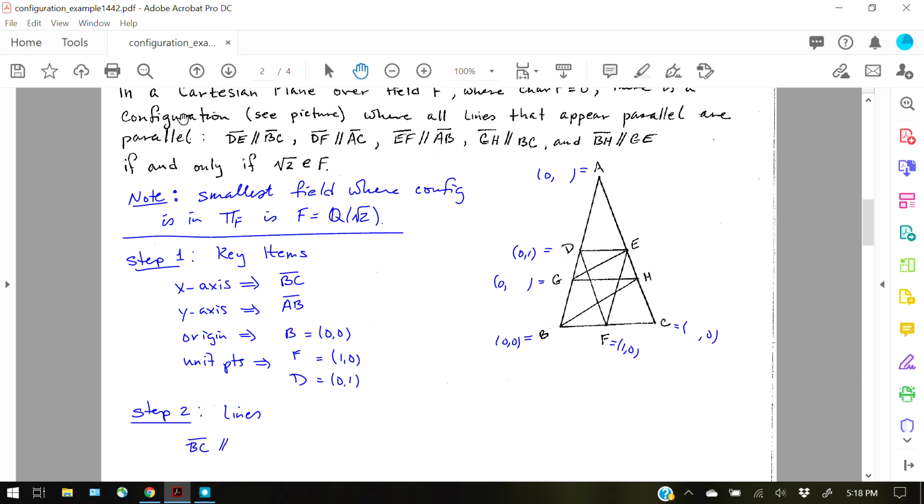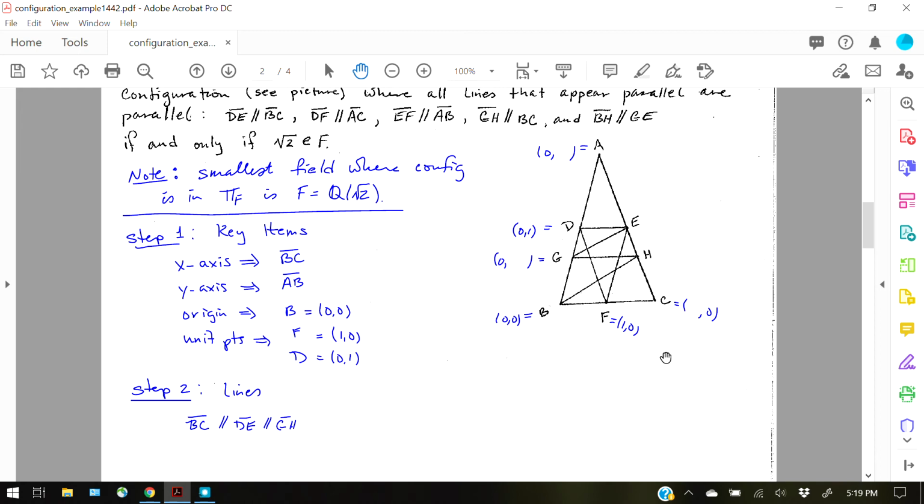And we're also told up in the given information that BC is parallel to DE and to GH. So DE and GH. Now, I don't know what point G is yet, but I do know point D is 1. So point D being 1, and this line being parallel to the x-axis tells you a couple things. We know that BC is the line y equals 0. We know that DE has to be the same form, y equals a constant.